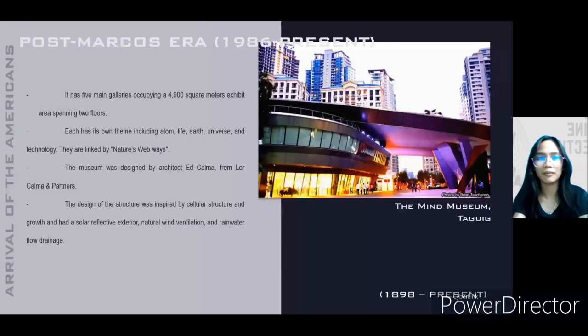Next is the Mind Museum. Meron siyang 5 main galleries and own theme, including atom, life, earth, universe, and technology. Ito ay dinisenyo ni Ed Calma and was inspired by cellular structure and growth.